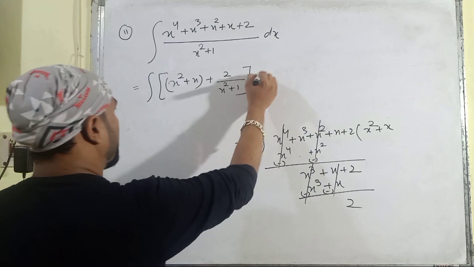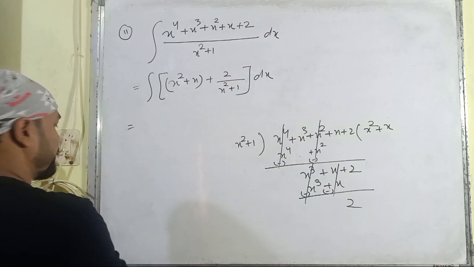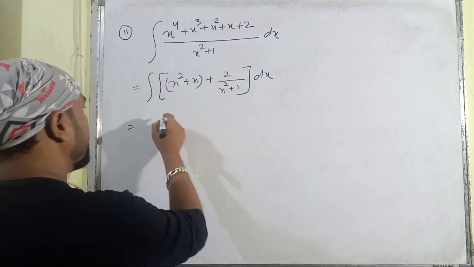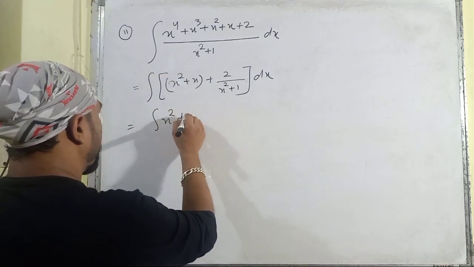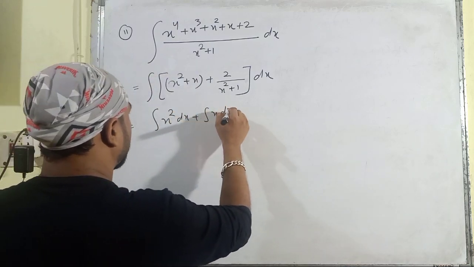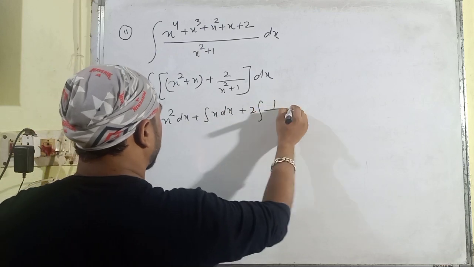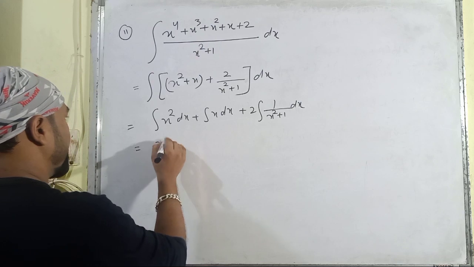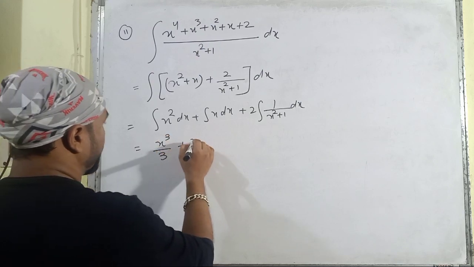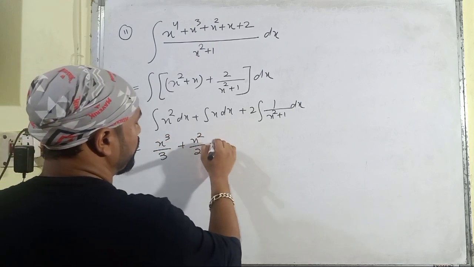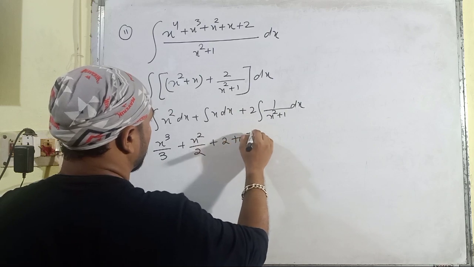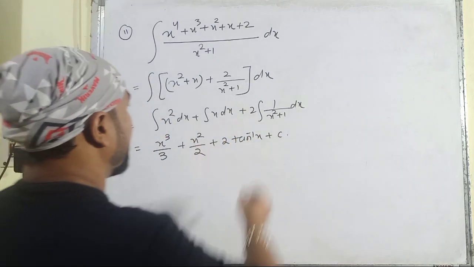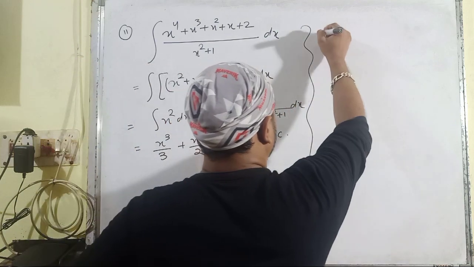and its integral with respect to x. Then it will be the integral of x^2 dx plus the integral of x dx plus 2 multiplied with the integral of 1 over x^2 plus 1 dx. Then it will be x^3 divided by 3 plus x^2 divided by 2 plus 2 tan inverse x plus any constant c. Then moving to problem number 12.